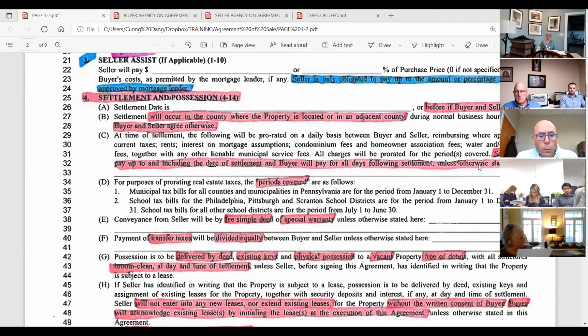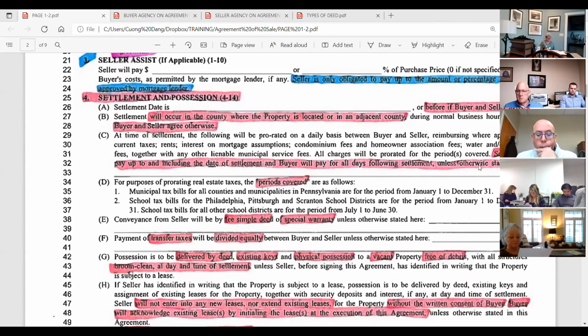G, possession is to be delivered by deed, existing keys and physical possession to a vacant property free of debris with all structures broom cleaned at day and time of settlement, unless seller, before signing this agreement, has identified in writing that the property is subject to a lease.